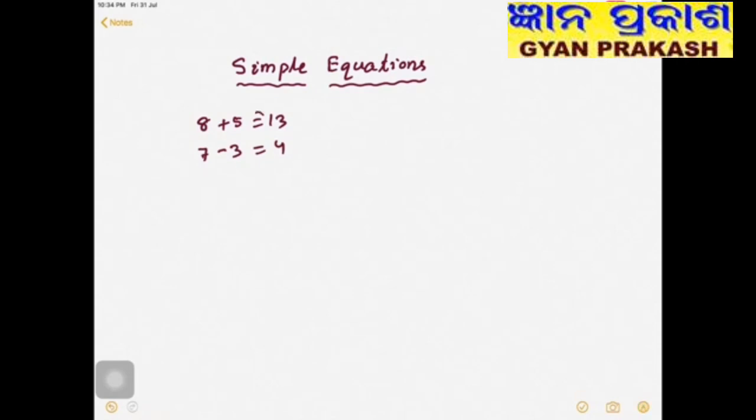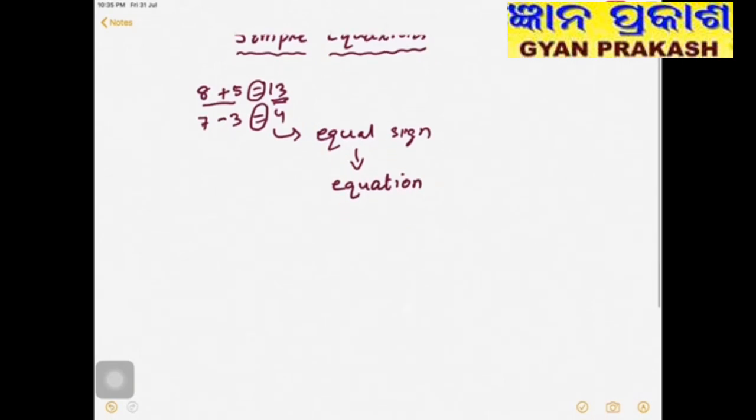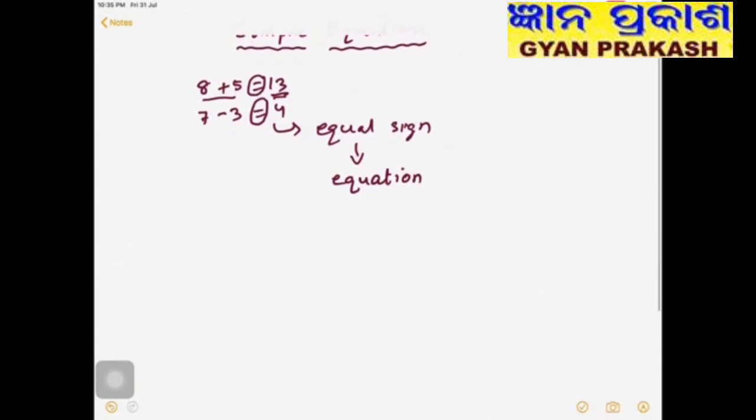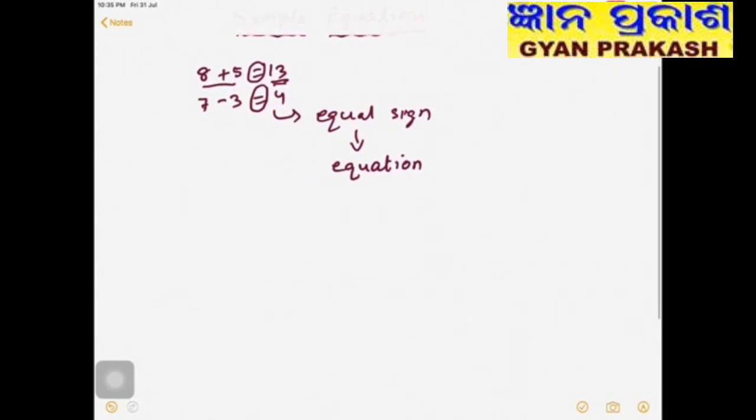Here you can see the equal sign. That means the numbers written on the left side are equal to the numbers written on the right side. And from the word equal we get the word equation. And when we talk of equation, we mean that the involvement of some variables is required.